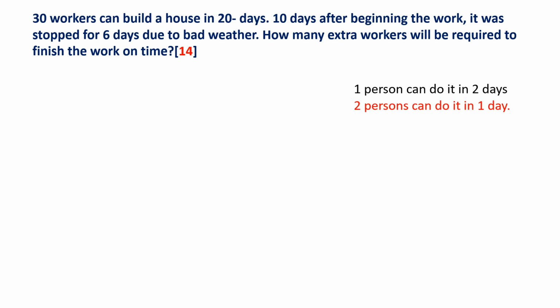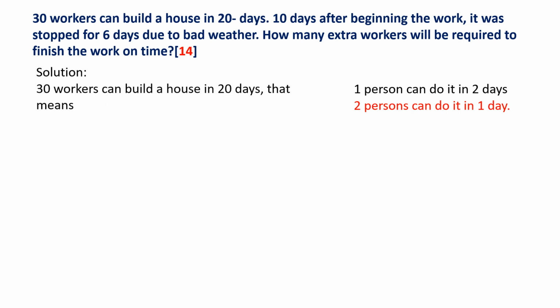That means 30 workers can build a house in 20 days. Look at that line with very careful attention. 30 workers can build a house in 20 days. That actually means that 30 times 20 equal to 600 workers can build a house in 1 day. See for yourself if you understand this one or not. Those of you who are not understanding that line need to understand it to solve these kinds of maths. So let me explain this to you one more time.